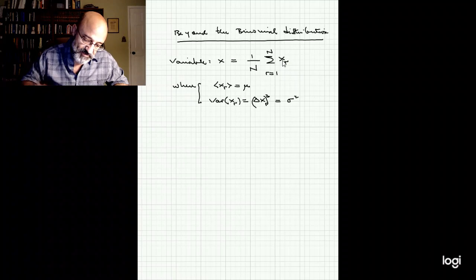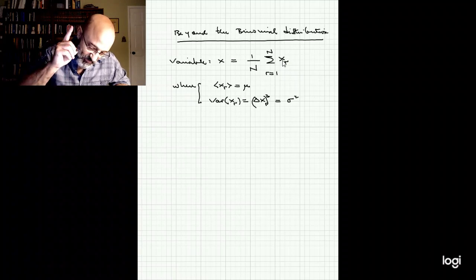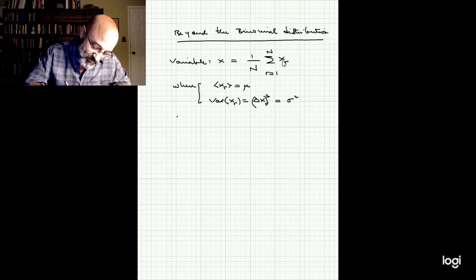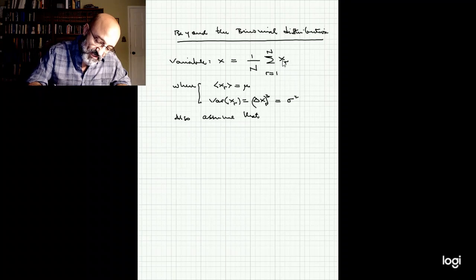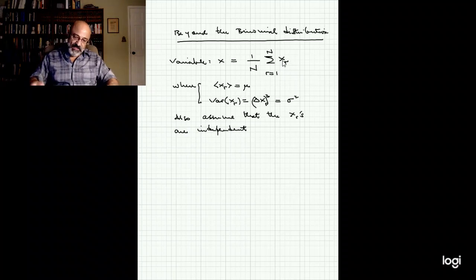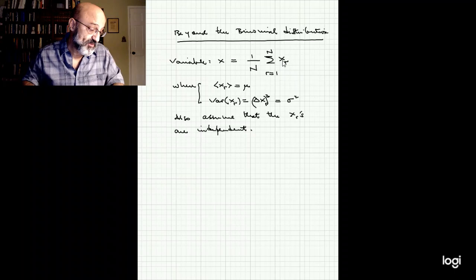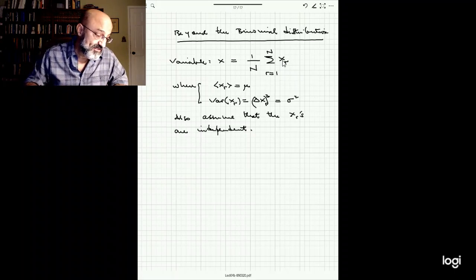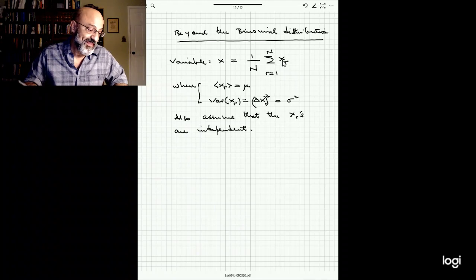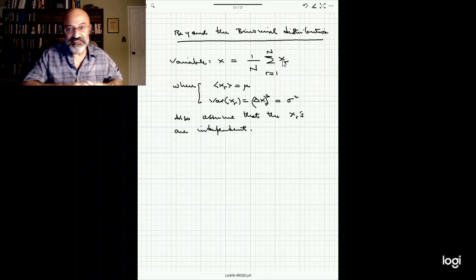What can we say here? We need to know one more thing. Also assume that the xr's are independent. When they happen to be independent, we can actually go ahead and compute expected values and variances, and we can use Chebyshev's inequality to see what happens when n is large. So let me do that, and it goes like this.